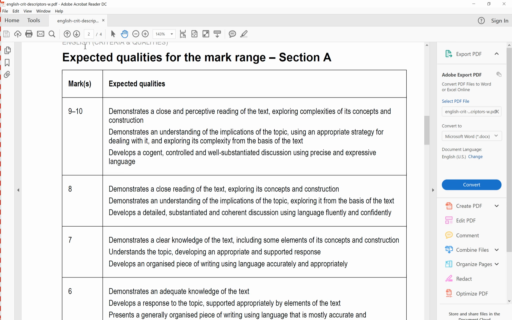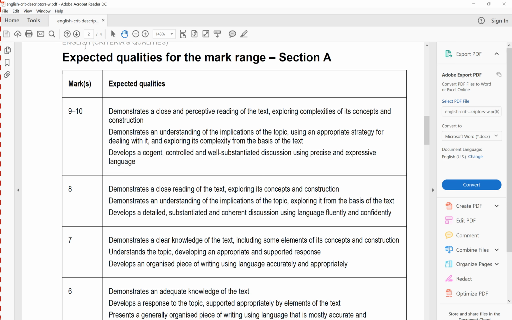At the 7 level, you've got to make sure you've understood the topic. We're going to step through a process today to make sure that we've done sufficient work at that thinking and planning stage. But up at the higher level, demonstrate an understanding of the implications of the topic. What does the assessor hope we do with the topic? What do they want out of it?